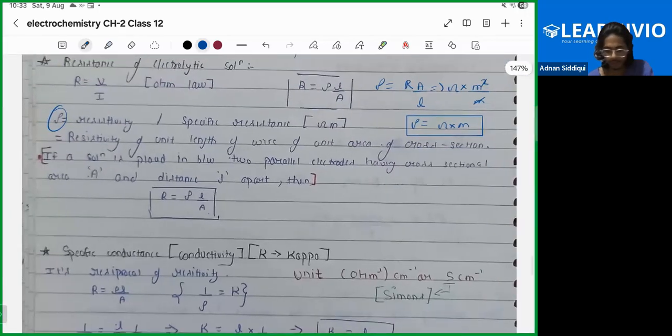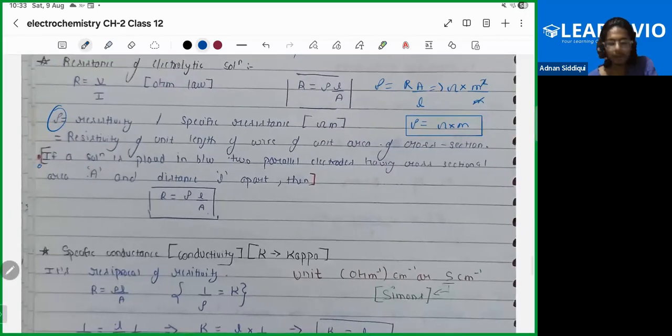Yes. So let us read this point. If a solution is placed between two parallel electrodes having cross-sectional area A and distance L apart, then you are going to apply this formula, the resistance formula which we saw above. Okay. So now this is resistance. But what do we need to find? Conductance or conductivity. So let us see how we derive our conductance formula from this resistance formula.